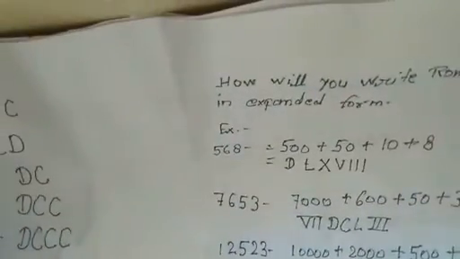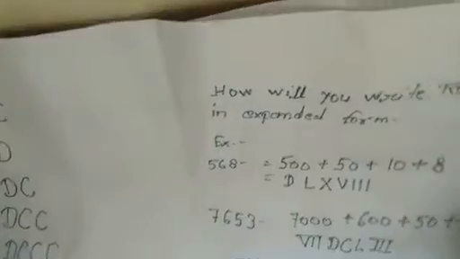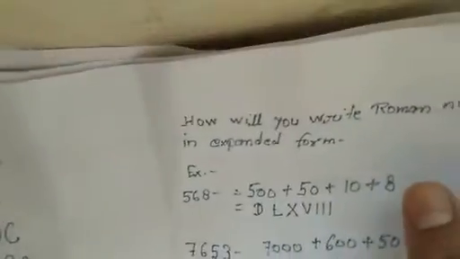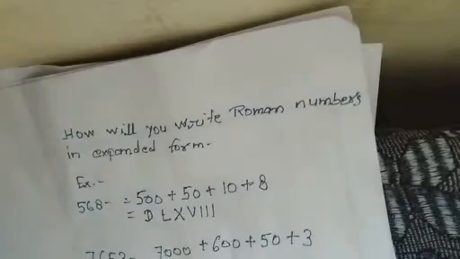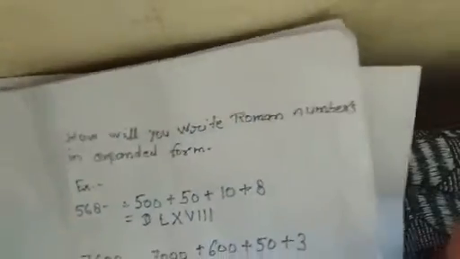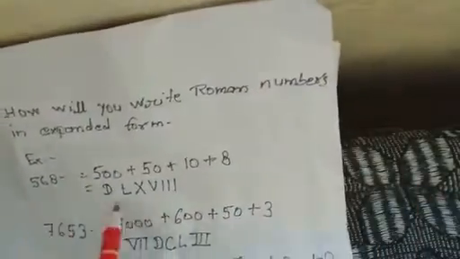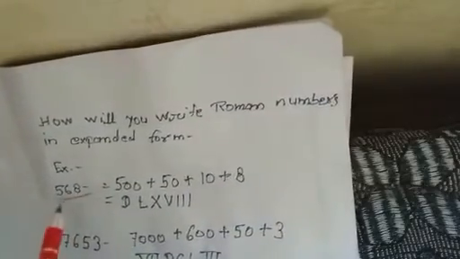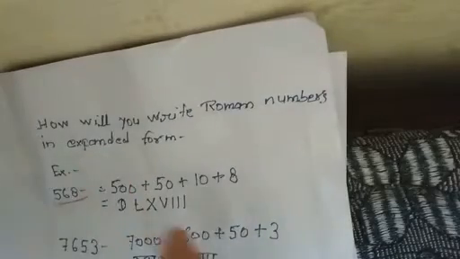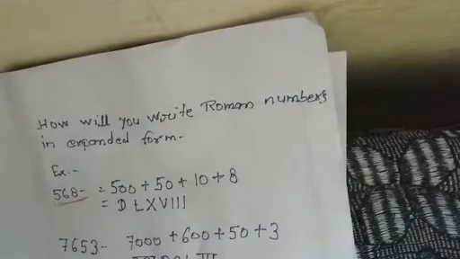Means how can you write Roman numbers in expanded form? Means I want to tell you some other examples also. Means suppose that we take the example 568, okay. So how can we write this number into Roman numerals?